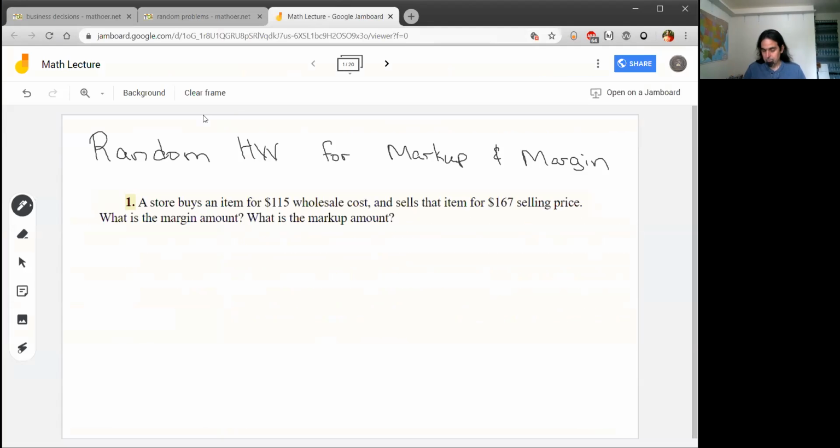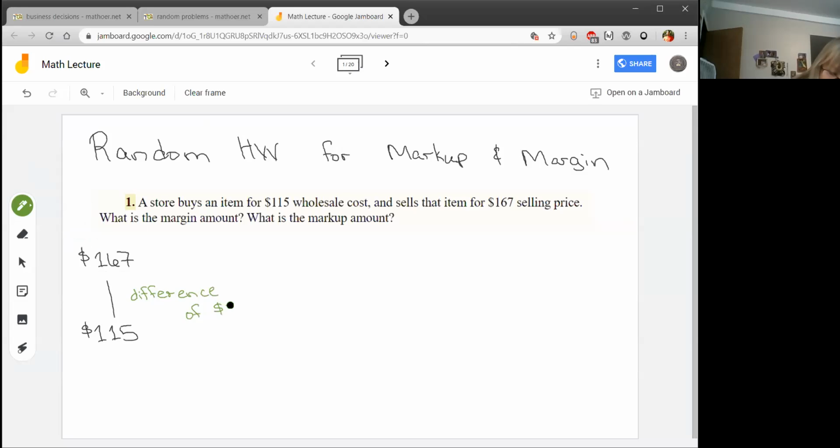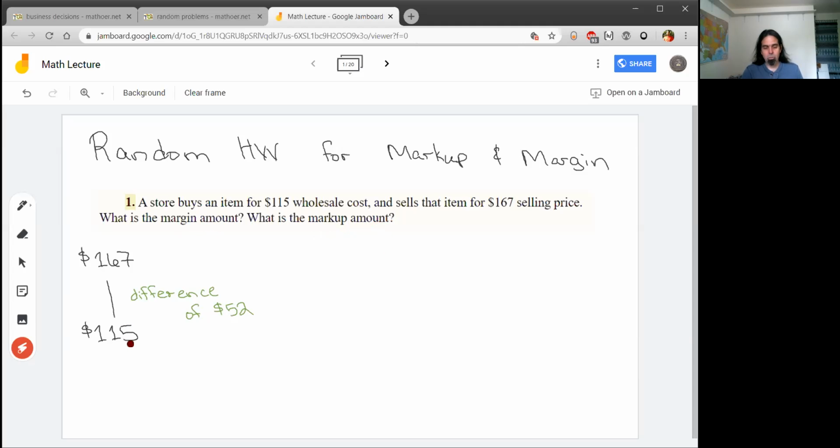Let's start with the first one. Just like last class, I like drawing a diagram to help: the wholesale cost is down below, the selling price is up above. What's the difference between them? $52. Yeah. So this problem says, what's the margin amount and what's the markup amount? It wants to make sure you're understanding the vocabulary.